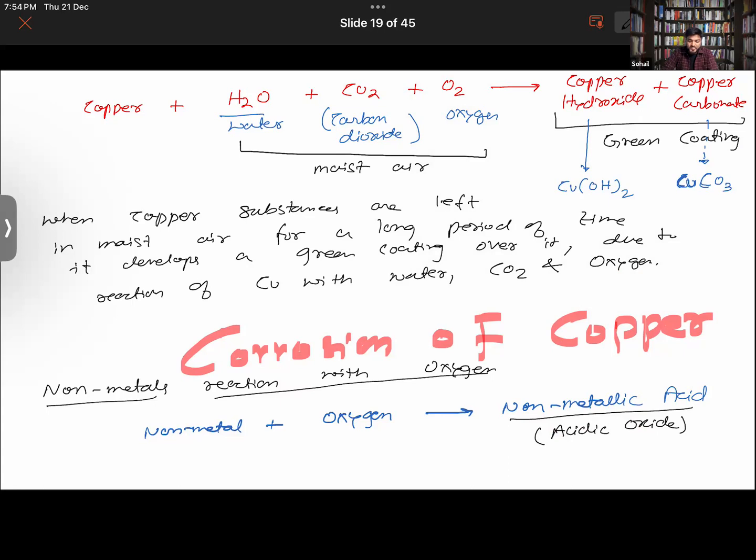There are several examples. For example, sulfur reacts with oxygen in order to form sulfur dioxide. And sulfur dioxide, you know that it is the leading cause of what? Acid rain. Oxides of nitrogen are also there, and that is also a leading cause of acid rain.